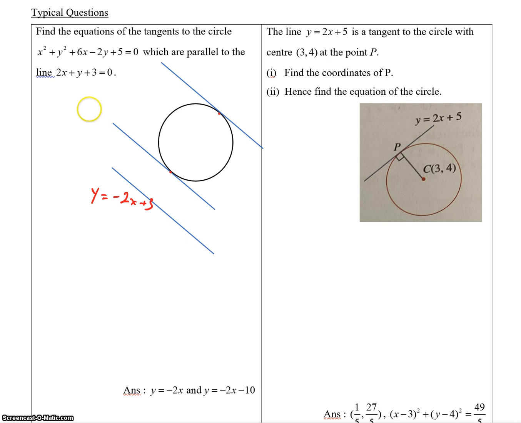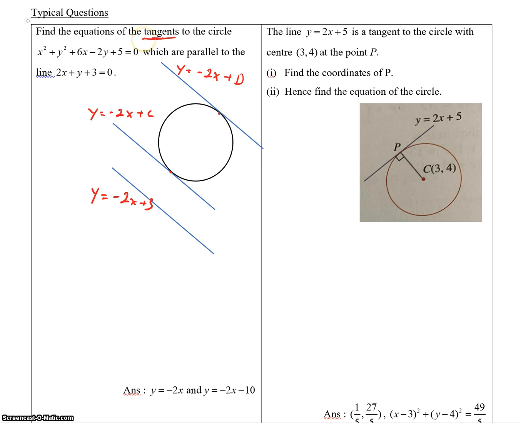Since we know that the gradient is -2, this has to be y equal to -2x plus c. I don't know what c is. And similarly, this is also -2x plus c. Not the same c, maybe we put it d. So we will need to find the unknowns c and d. We need to form an equation. Actually, the equation comes from here.